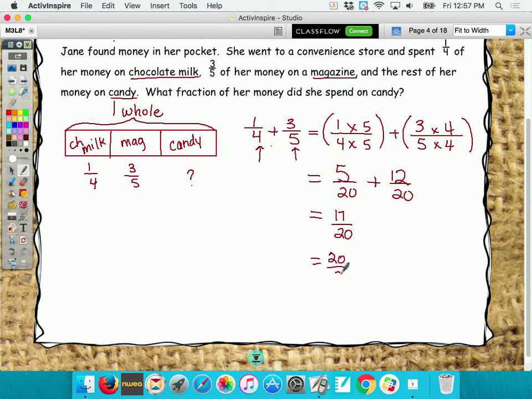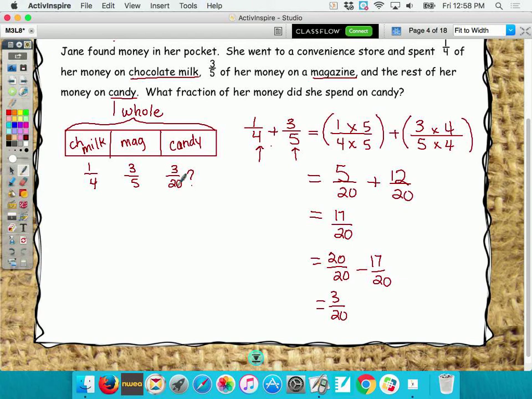20 20ths. Now where'd you get that? By 1 whole. 1 whole is actually 20 20ths, isn't it? Okay. And the reason we couldn't fill that in yet is because we didn't have a denominator. Okay, so then he says 3 20ths is the answer to what fraction of her money she spent on candy.